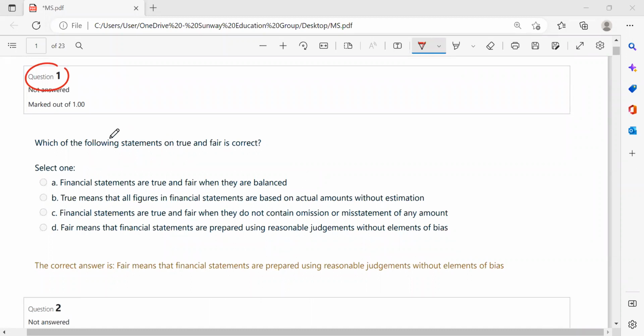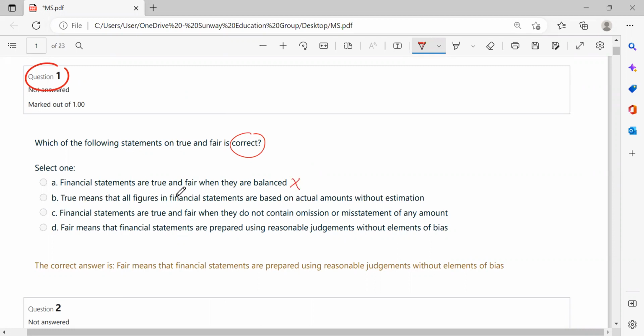Okay, question 1. Which of the following statements on true and fair is correct? Financial statements are true and fair when they are balanced. That is not necessary because even if it balances, you will still have mistakes, the so-called hidden errors. They wouldn't be identified by the trial balance.